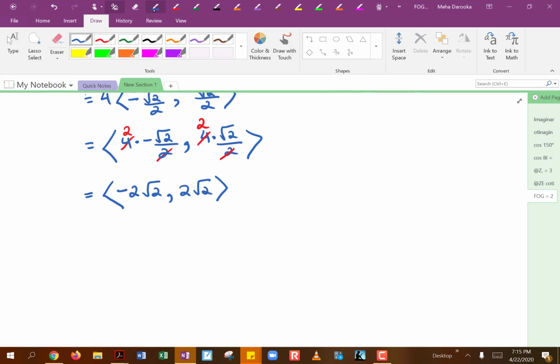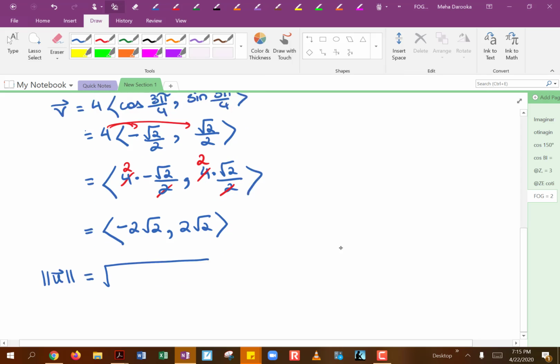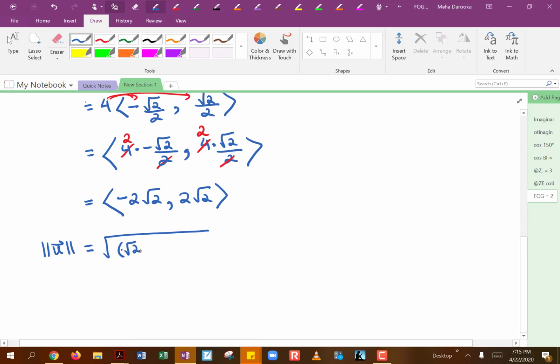So let's talk about the magnitude of vector u. That's of course going to be the square root of the square root of 2 squared plus the square root of 2 squared. The square will cancel out each of these individual square roots, giving us 2 plus 2 on the inside, which is the square root of 4, which gives us an answer of 2.